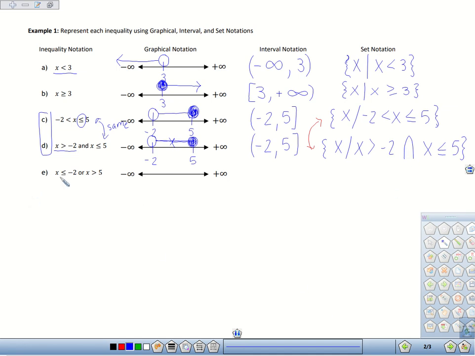Alright, so we'll move on to or. Okay, so for or, we have -2 and we have 5 on our number line. So is it closed or open, the -2? Good. And what about for the 5? Good. And now we're going to determine which way we're going to go. So, what do you think for the -2?